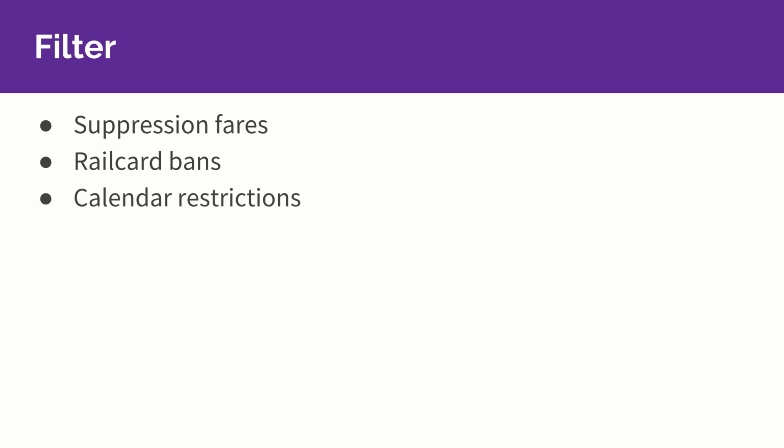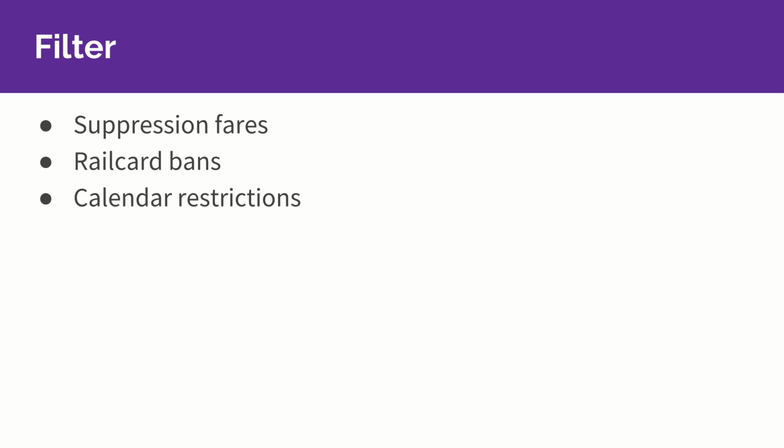Next one is calendar restrictions. Every ticket type also can have specific calendars for when it can be used. These are pretty common. One good example is the weekender products. So a weekender product can only be out on a Friday and then back on Saturday or Sunday. There's a couple of different weekenders, and the rules vary, but it's something like that.